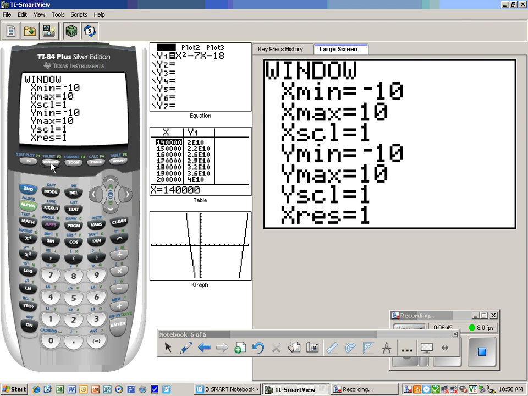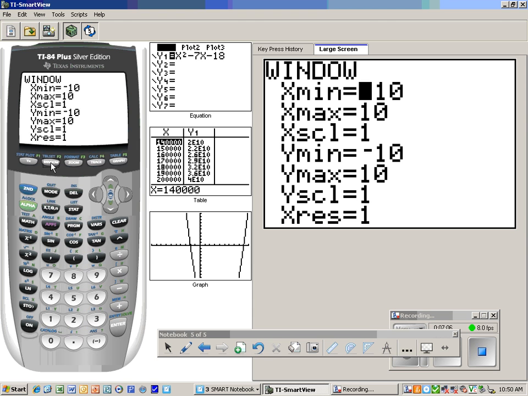The XSCL, or X scale, determines how many tick marks are shown. This allows you to see approximate values for points. The Ymin, Ymax, and Y scale do the same for Y. These are the only settings we'll worry about.